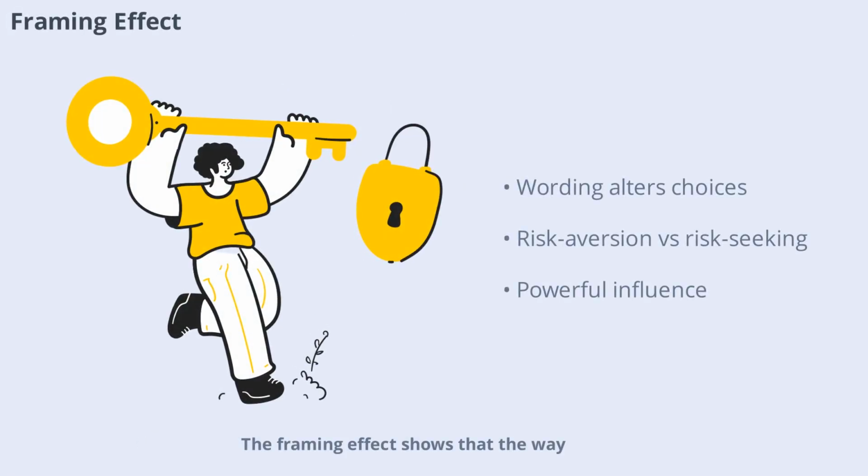Framing effect shows that the way a problem is worded can systematically alter choices, even when outcomes are identical. For example, people are risk-averse when options are framed as gains and risk-seeking when framed as losses. This violates the rational principle of description invariance. Framing effects are powerful and influence decisions in health, finance, and everyday life.